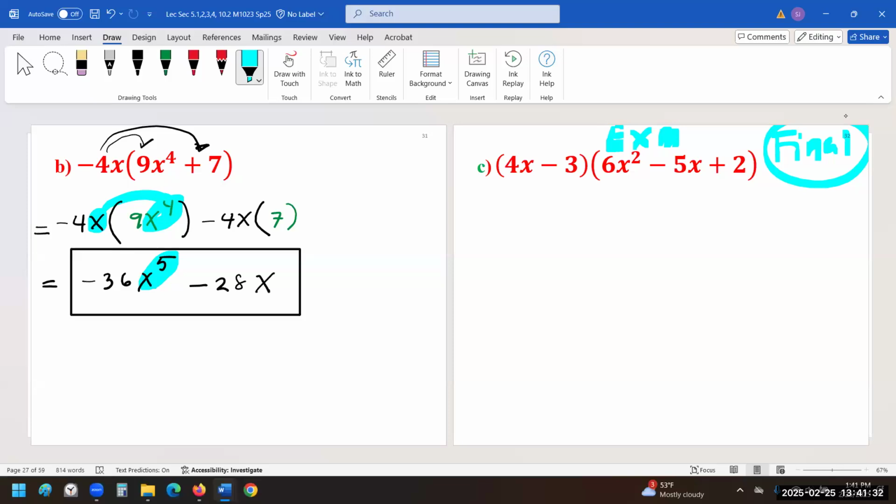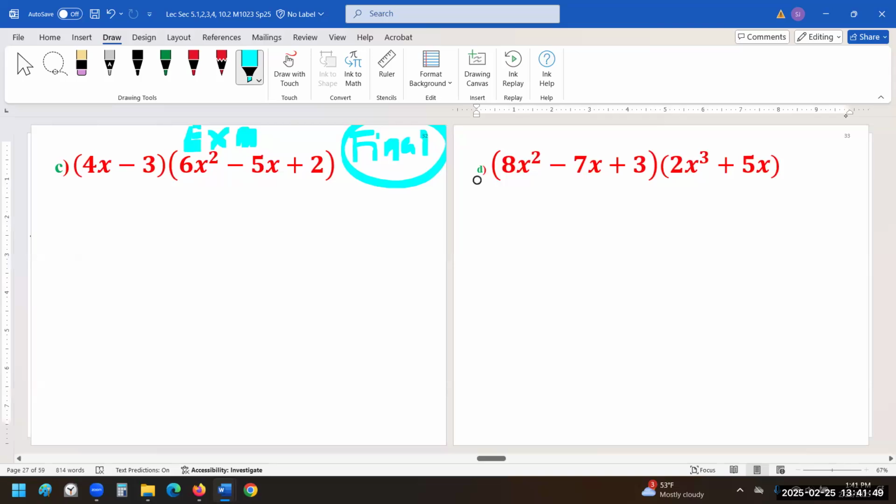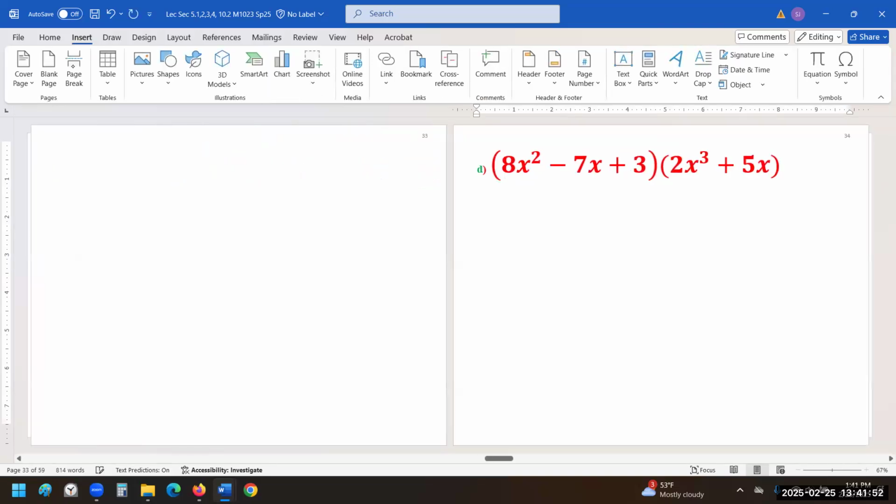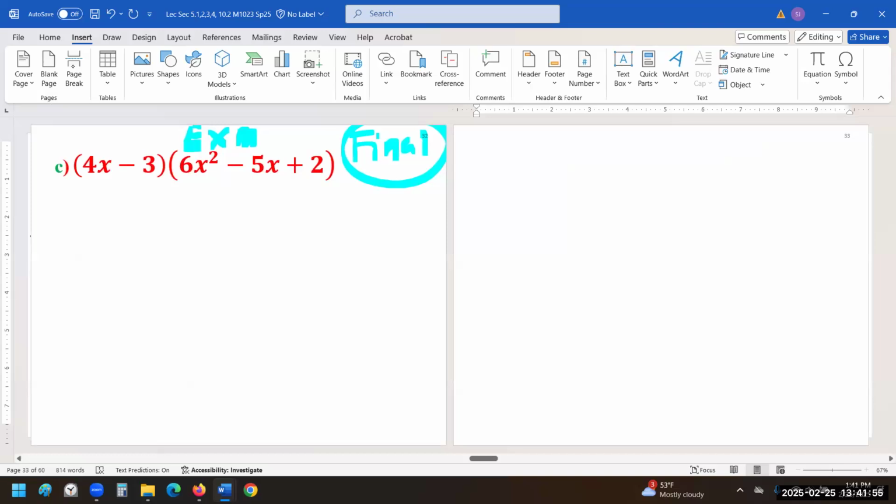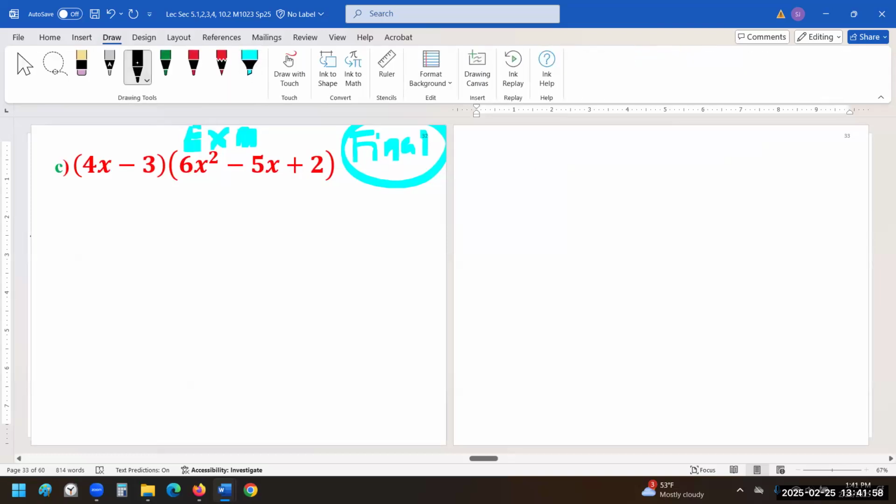Question: I'm distributing 4x minus 3 to each one of them. So here we have 2 methods. Either we do it just like that, distribute, or you can use one method called the box method. Let me show you the box method first because it's easier for many people. In the box method, you create a box. That's why it's called the box method. When you create a box, you write one polynomial on one side and the other polynomial on the other side.